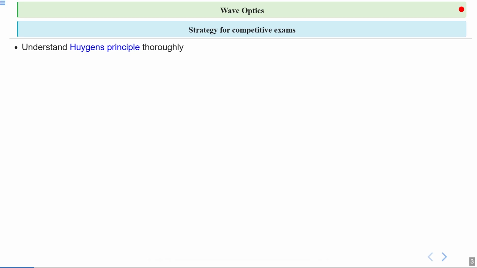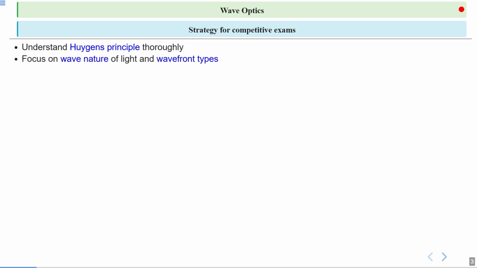So what should be the comparative strategy for chapter Wave Optics? Let's see, our first focus will be on Huygens principle, which is fundamental to understanding how waves propagate. Remember, this principle helps us visualize wavefronts and predict how waves will behave when they encounter obstacles.